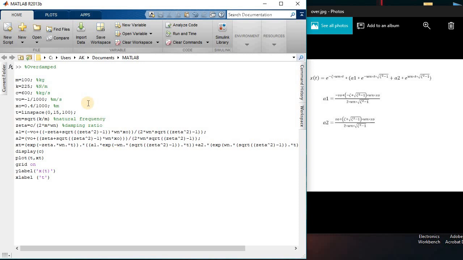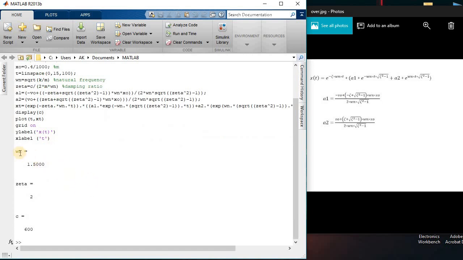So now moving on to an overdamped system, you can see most of the variables are the same except these three variables and of course some of the values. Here a1 and a2 represent the magnitude of the wave at some initial conditions. For an overdamped system, the value of the damping ratio zeta must be greater than 1. Now let's see what happens if you plot it.